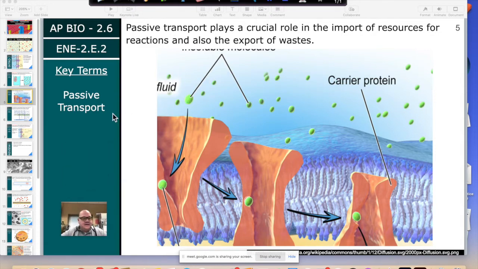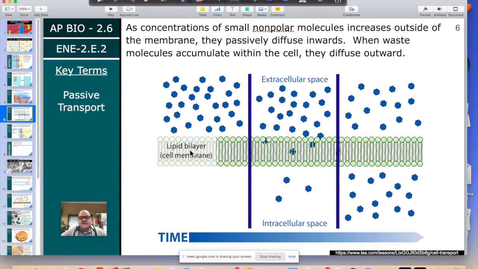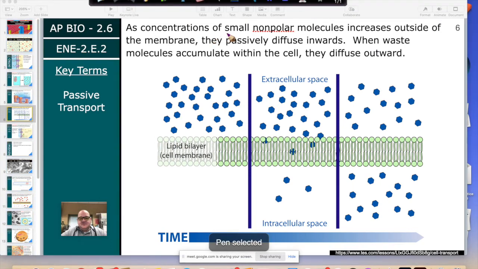Okay, moving on. This is just to review what I was talking about. Small non-polar things. The big thing to notice here is, I'll try to draw a transport protein, there are no transport proteins in this section, because we're talking about things actually going through the phospholipid bilayer. And this can go both ways.